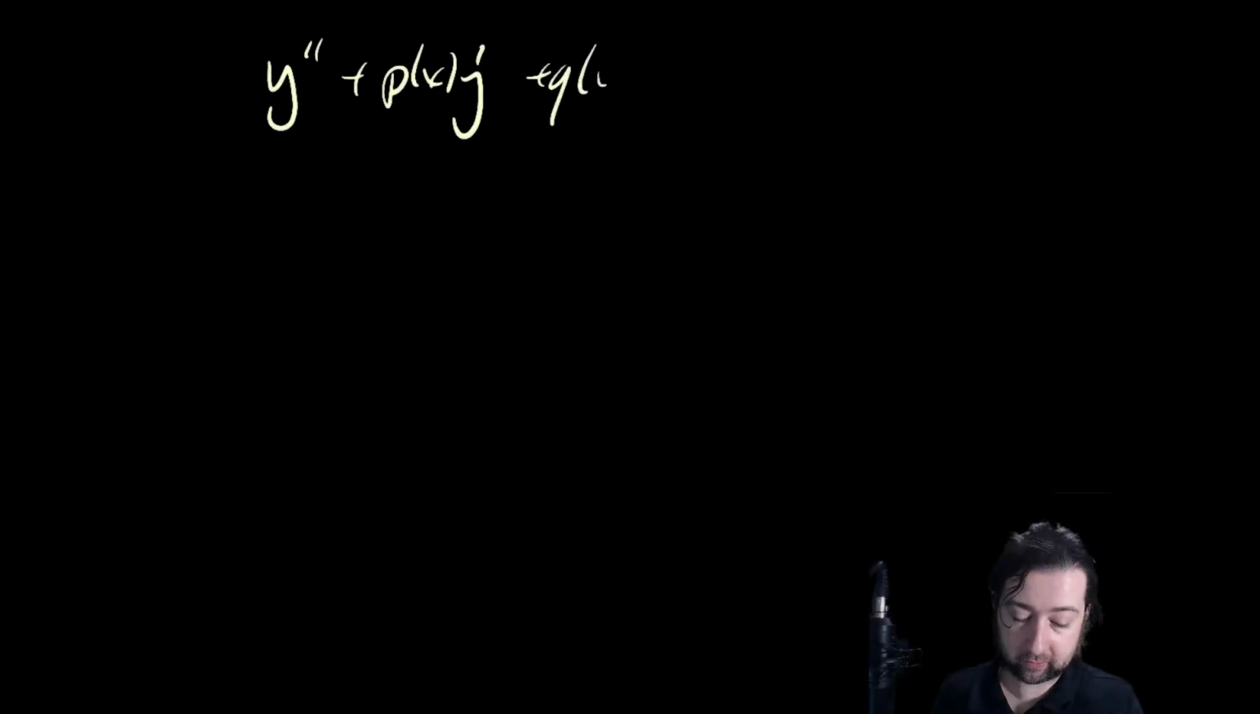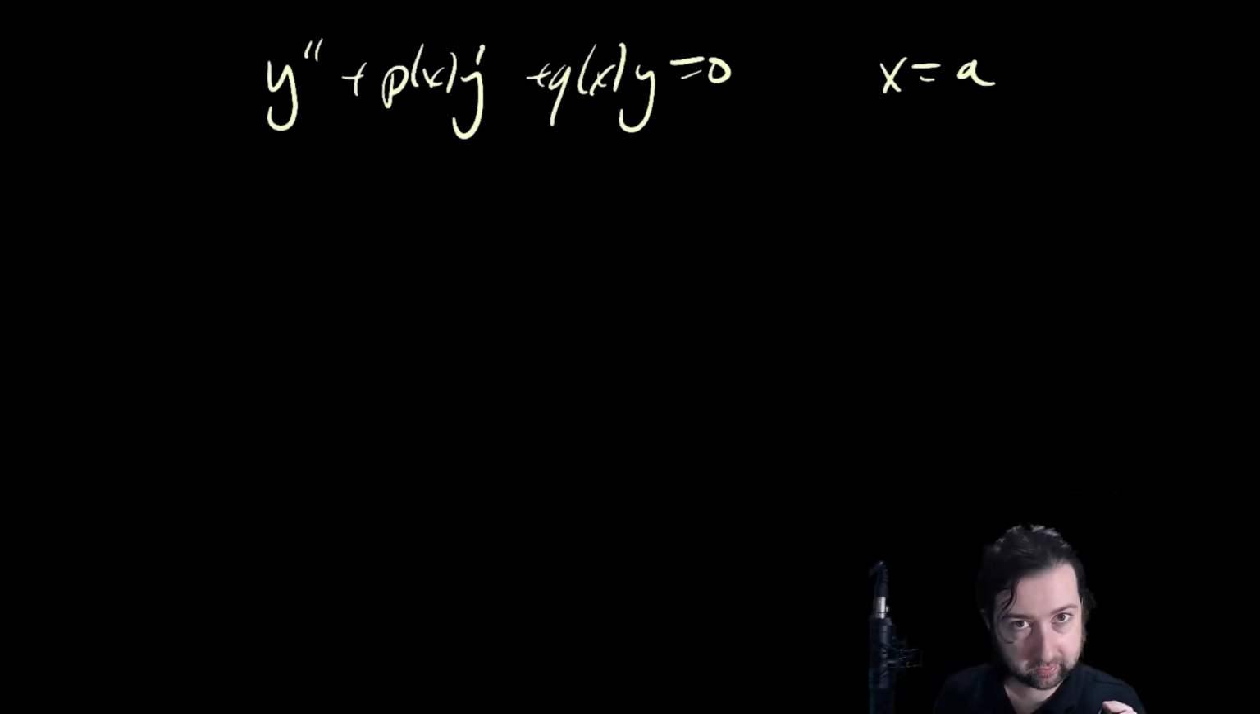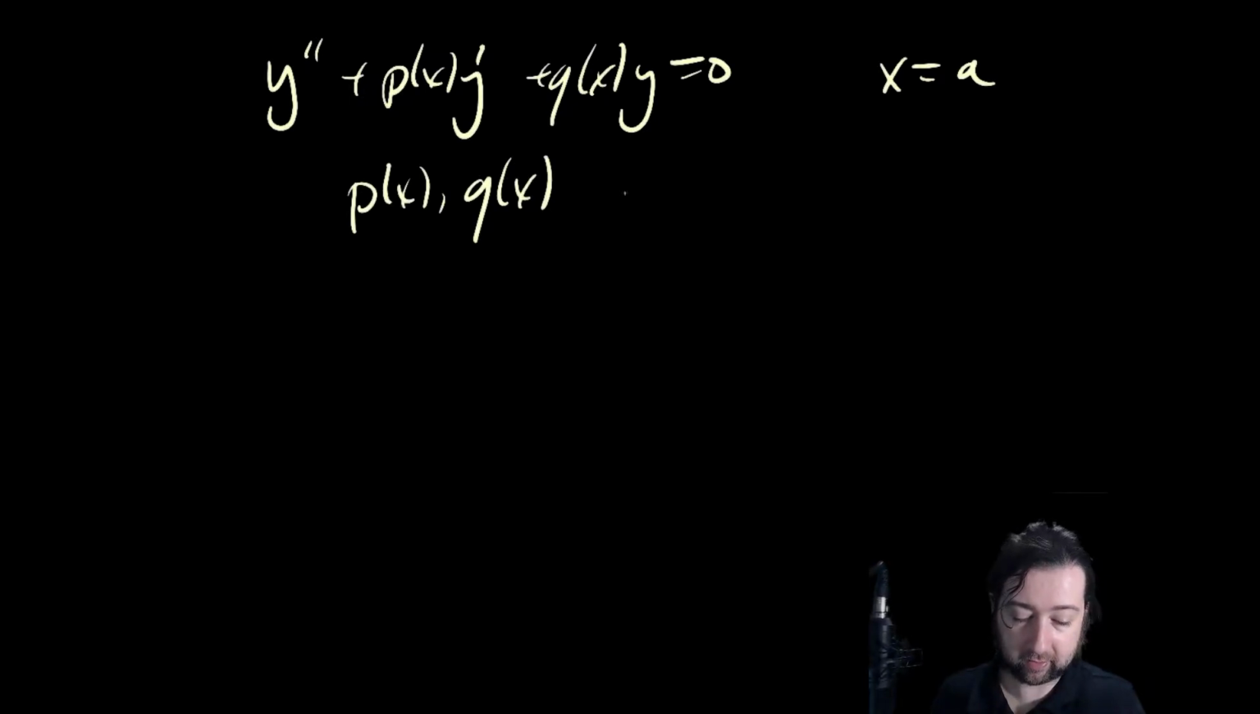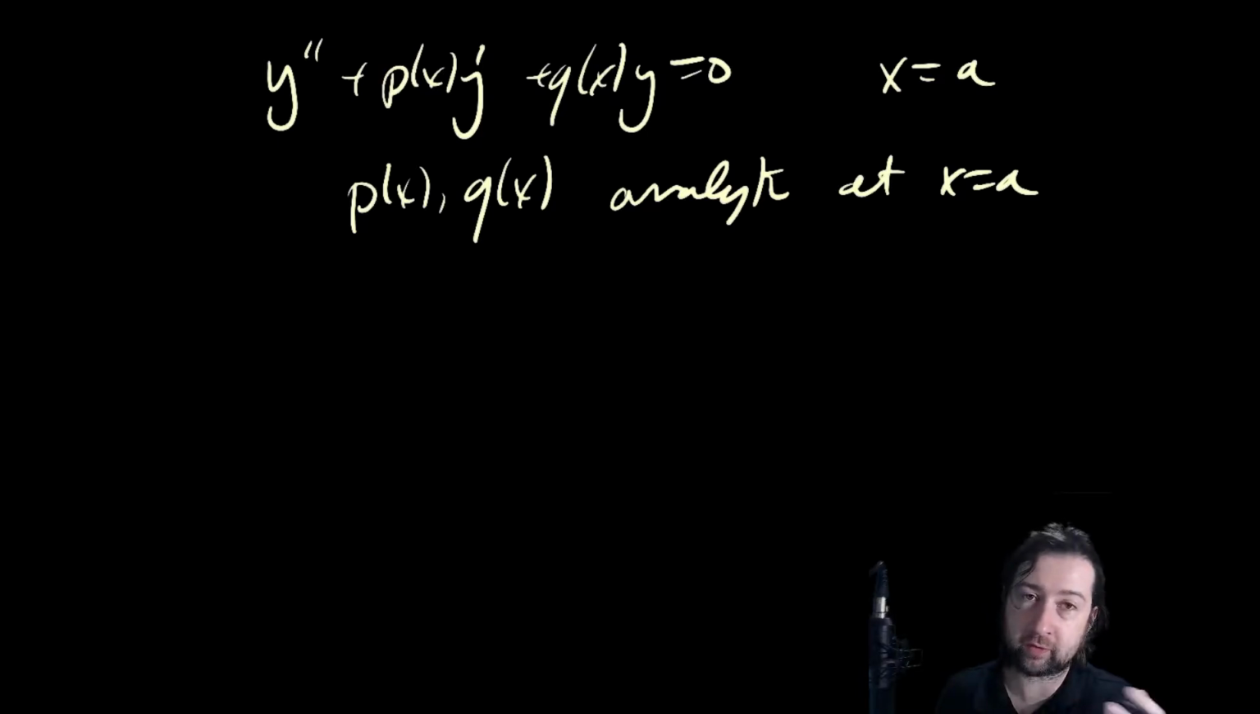Specifically, we showed that if we have a differential equation that looks like y prime prime plus p of x y prime plus q of x y is equal to 0, and we're at a point x is equal to a, such that the functions p of x and q of x are analytic at x is equal to a, we were allowed to assume that this equation had solutions that were power series.